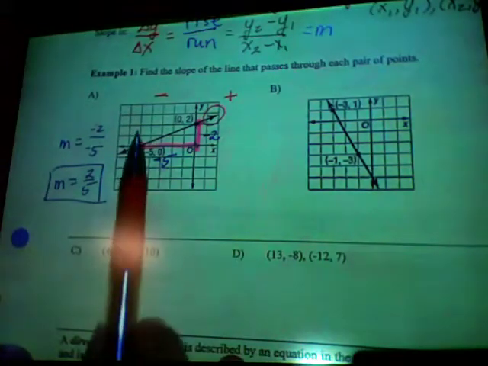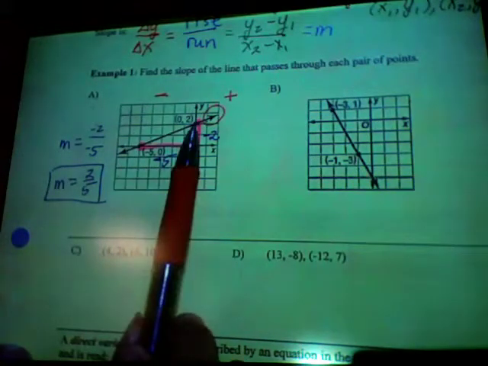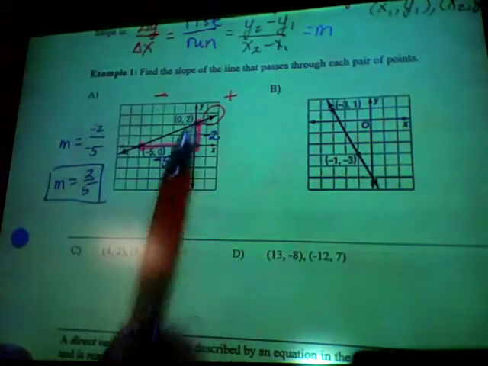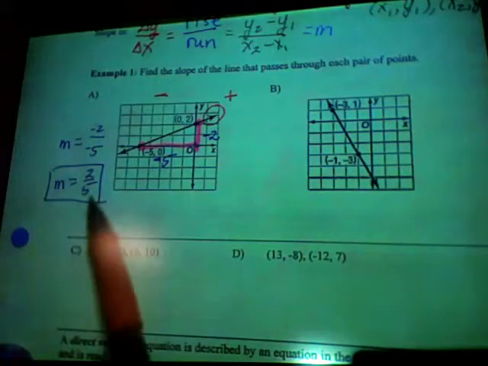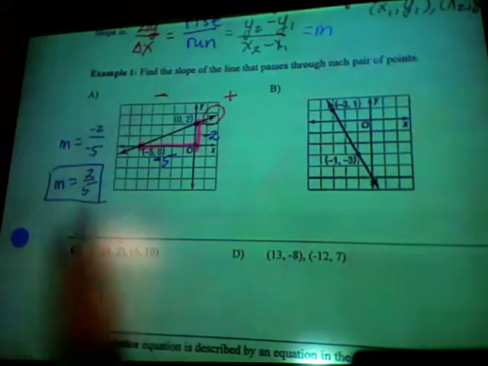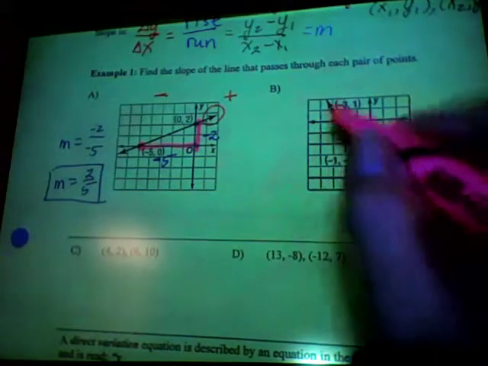If I went up 2 to get to this point, that's a positive, right? And then I would have had to go to the right 5, that's a positive direction. So you could have had a +2 rise over a +5 run, which is still going to give you a 2/5. So it doesn't matter whether you stair step above the line or below the line. You should still get the same answer. So try part B on your own. Make a stair step from point to point.